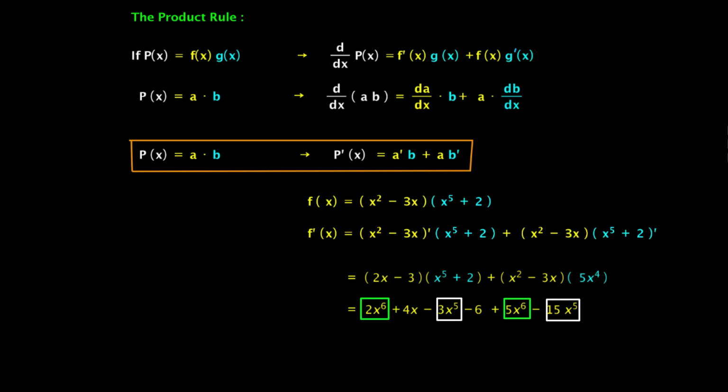Now we just collect the like terms and simplify. 2x to the power 6 plus 5x to the 6 is going to be 7, since 2 plus 5 is 7: 7x to the 6. Negative 3, negative 15, both x to the power of 5, is negative 18x to the power of 5. There is no other x term, so 4x is just 4x. There is no other constant over here, it's just negative 6. And that is our final answer.